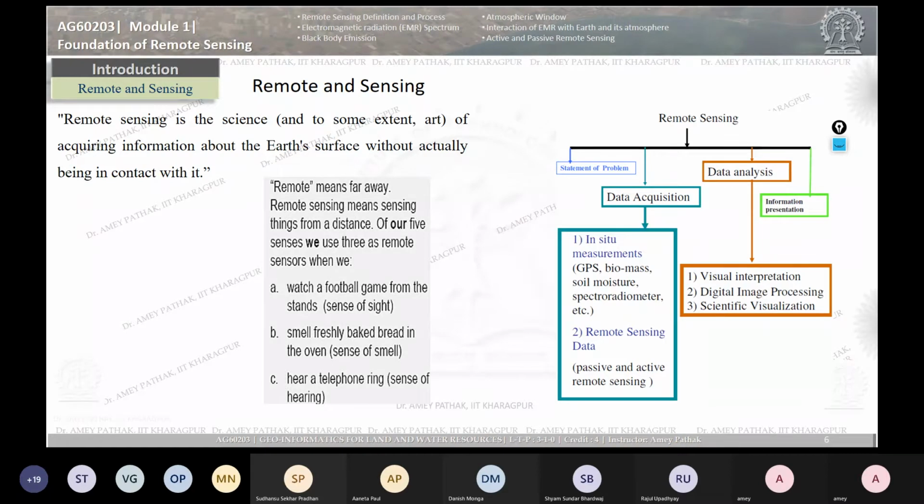Based on the data we have collected, we have run some model, and we have come to some conclusion, and that falls under scientific visualization. And once the data analysis is done, we have some knowledge about the phenomena, and based on that we can take some decisive steps. So the decision making process can be initiated based on this information. So this is all remote sensing processes.